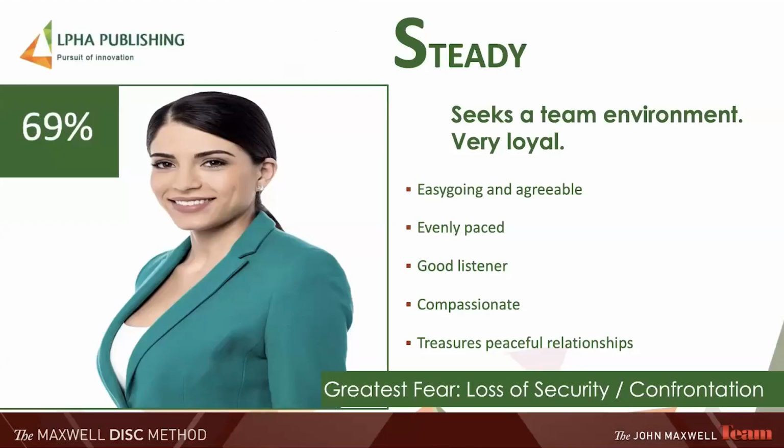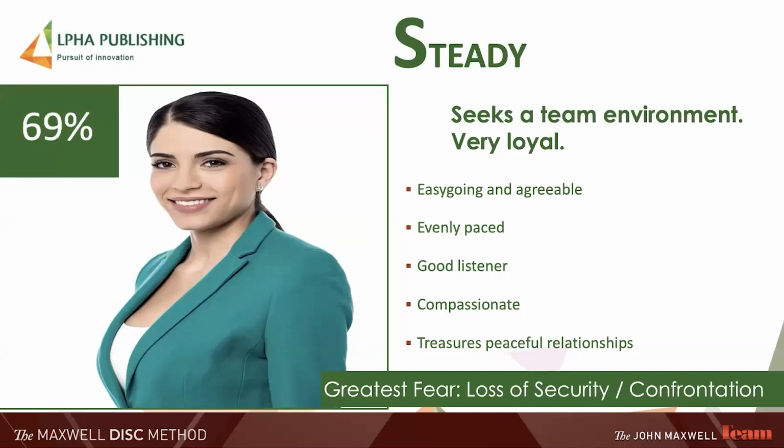So let's go to the next one. This is the image of groups. And this is where the steady excels. They excel, the S type, the steady, excels in the group format. They seek team environments. They're very loyal. They're easygoing, agreeable, evenly paced, good listeners, compassionate.